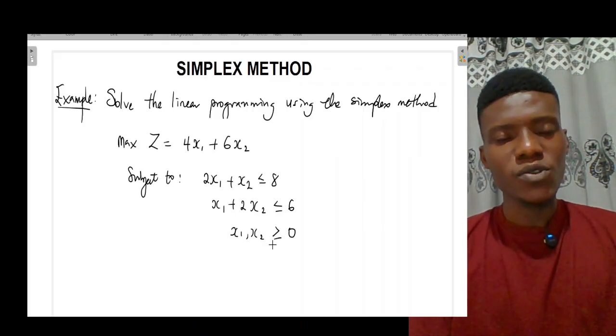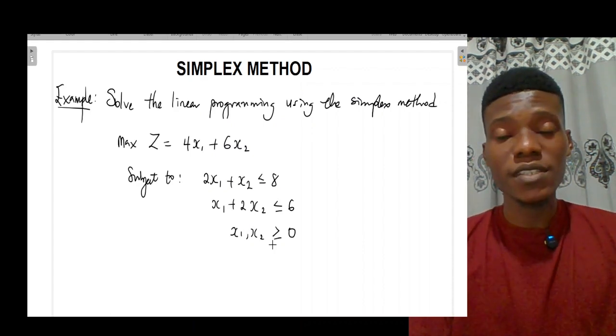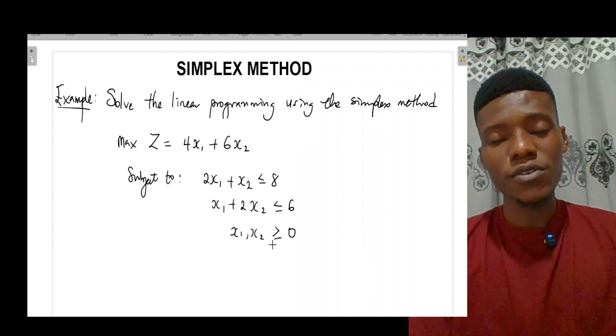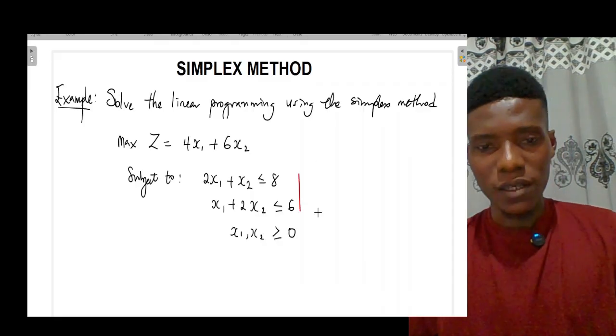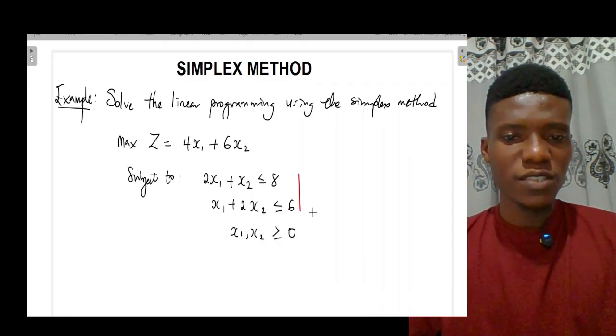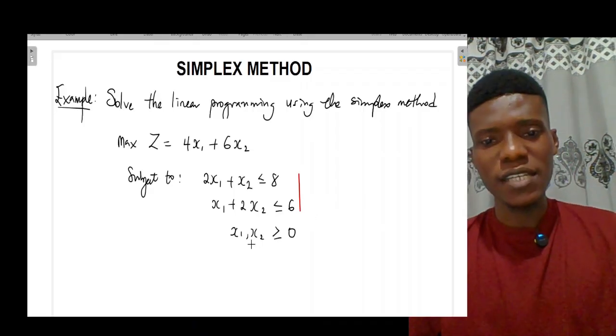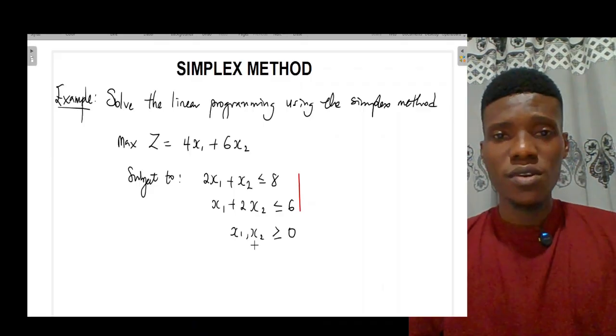All right, this is an example of linear programming, and we are asked to use the simplex method to solve it. So we are asked to maximize z, which is equal to 4x1 plus 6x2, subject to the following constraints: 2x1 plus x2 less than or equal to 8, x1 plus 2x2 less than or equal to 6. Then we are given the condition that x1 and x2 are greater than or equal to 0.